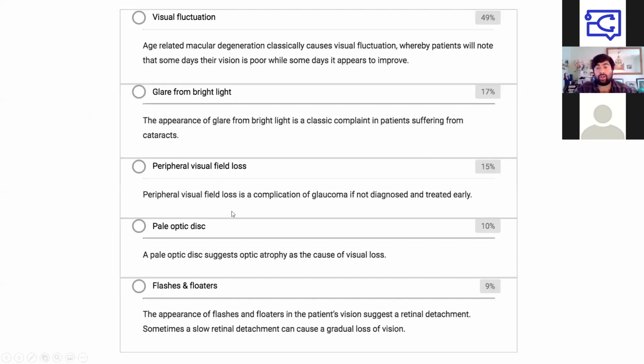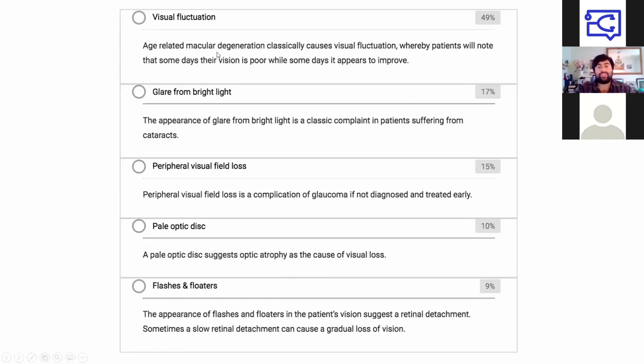Peripheral visual field loss is something you might see in glaucoma. You might see that in patients, for example, with a pituitary macroadenoma. If they have bitemporal hemianopia, it's not something that's going to feature in AMD. You'll actually get a loss of the central vision, where the fovea is. Pale optic disc, again, that's optic atrophy. And flashes and floaters are signs of retinal detachment.